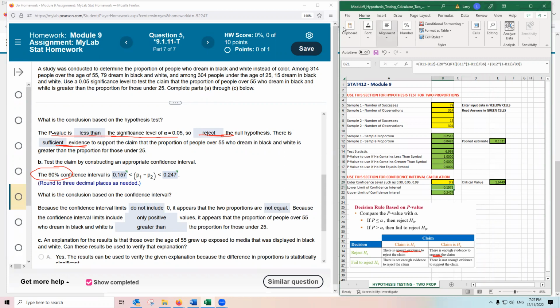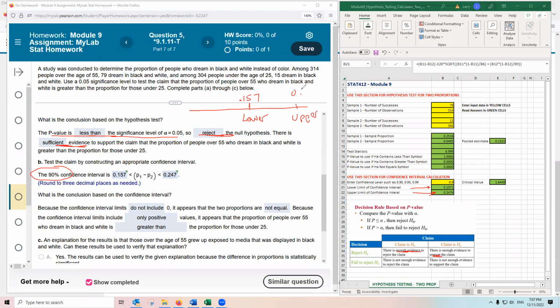And the lower bound of the confidence interval is 0.157. The upper limit is 0.247. Let me graph this on a number line just to see what's going on. Here's the lower bound of 0.157. Here's the upper bound of 0.247. Notice this does not contain 0. 0 is back here somewhere. So our confidence interval does not include 0.